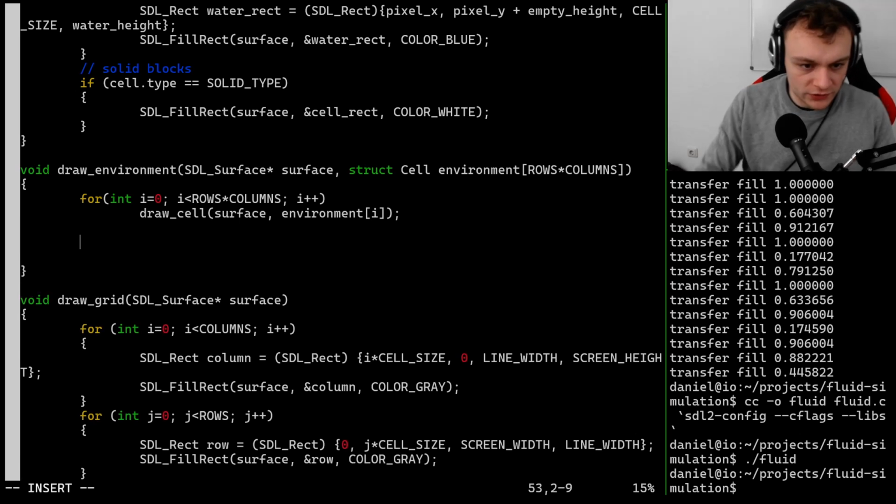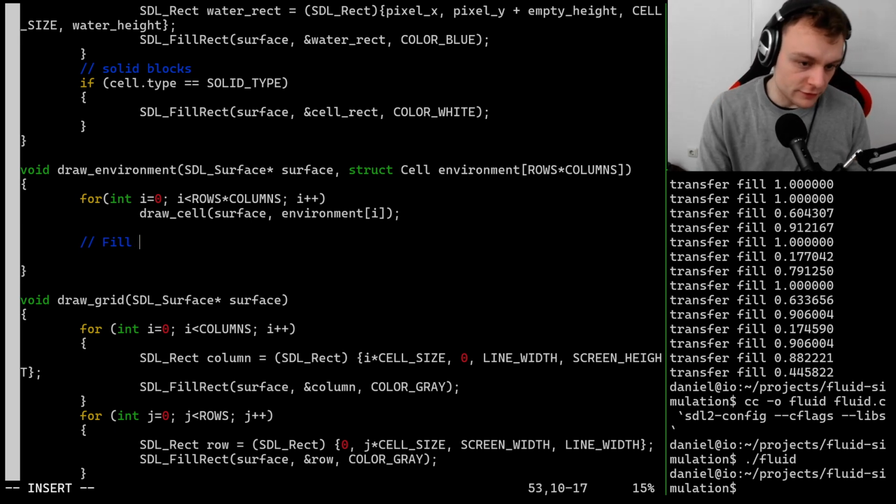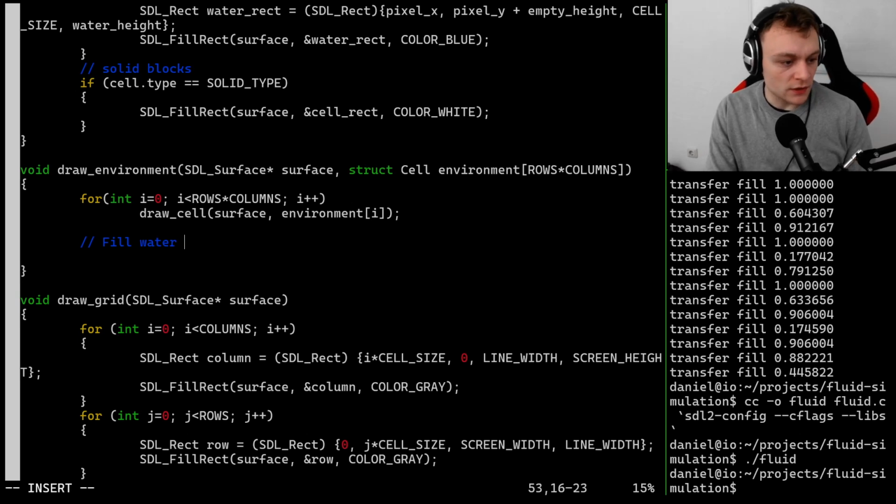So we draw the individual cells there, and then we fill water cascades. Is it called cascades in English? I don't know. Cascades and fountains to be continuous.